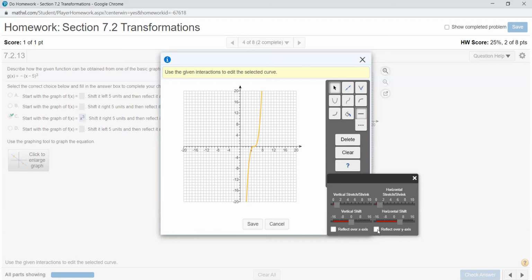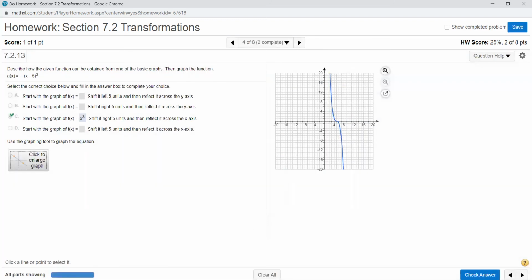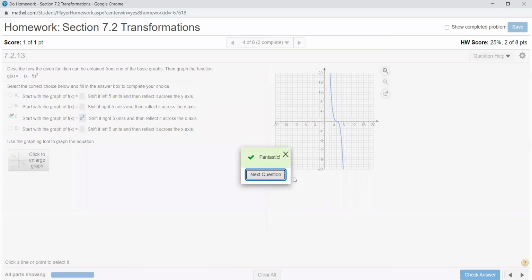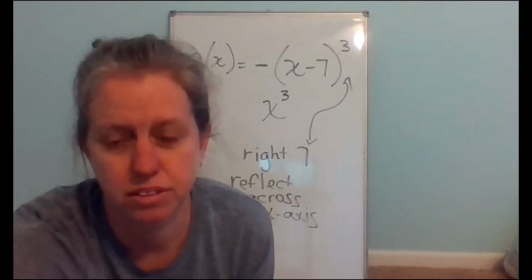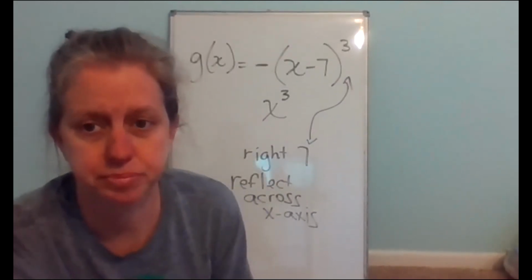Now, below that, you'll see these reflecting tools. So I want to reflect it over the x-axis. So you're going to do a vertical flip. So watch what the yellow shape does once I click this. It'll flip it upside down to that. And then save it. Okay?